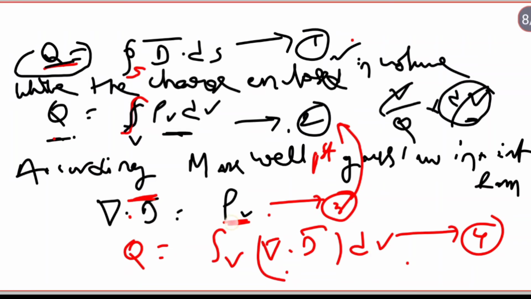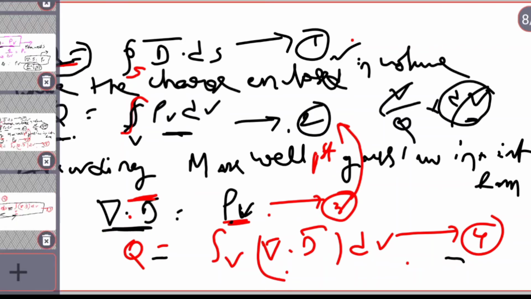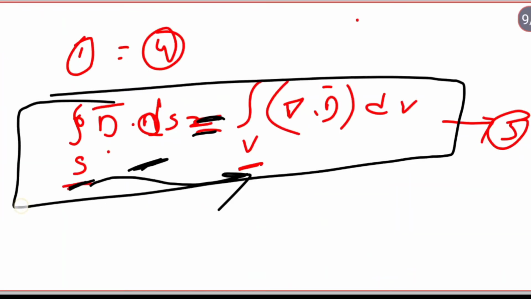According to Maxwell's first law, divergence of D bar equals rho v. Make it equation 3. Substitute equation 3 in equation 2: Q equals volume integral rho v, and in place of rho v we substitute del dot D, so the volume integral of del dot D dv. Make it equation number 4. Equating 1 and 4, the surface integral D dot ds equals the volume integral del dot D bar dv. This is the divergence theorem.